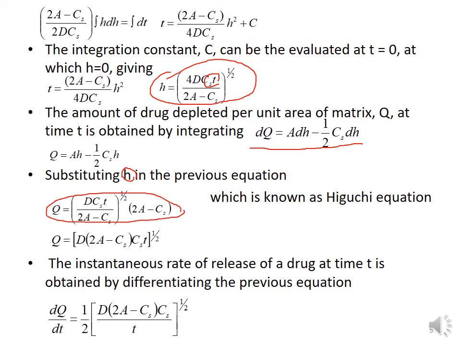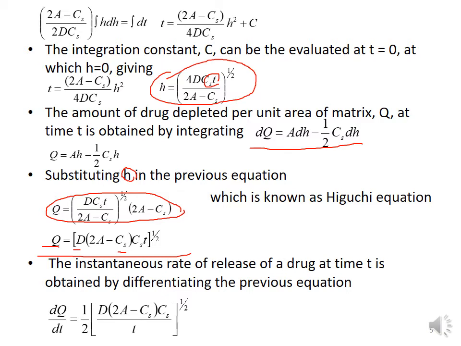According to Higuchi's equation, the amount released per area equals the diffusion coefficient multiplied by 2A, where A is the total concentration, dissolved or undissolved, of the drug, and Cs is the saturation solubility, and t is the time. This is known as the relationship between the amount released versus the square root of time.